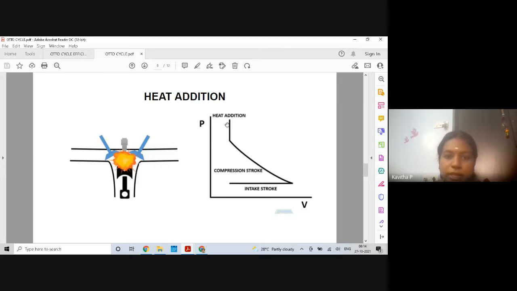And in the case of heat addition, once the atmospheric air is compressed, the spark plug will initiate the spark, and the gasoline fuel is sprayed into the cylinder. Once the fuel has been sprayed in, when the fuel comes in contact with compressed air, it immediately catches fire and goes through combustion. When combustion takes place, there is an increase in temperature as well as a rise in pressure, which is indicated by this vertical line.